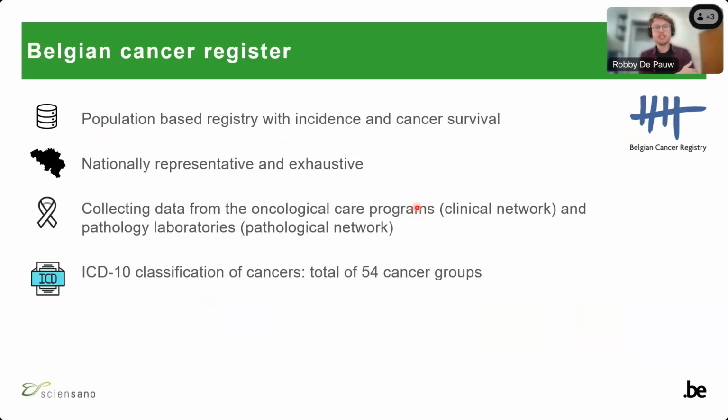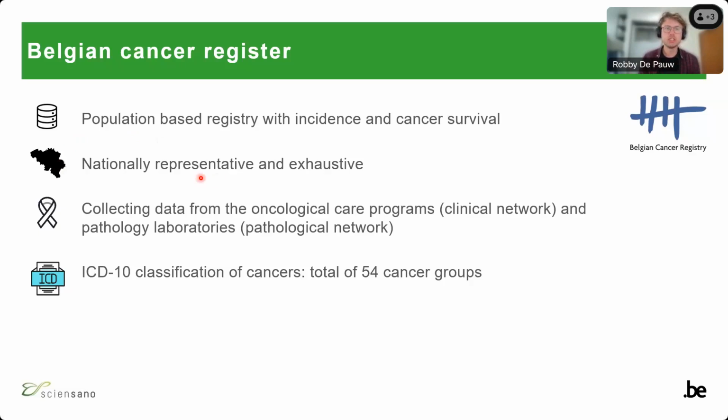Some words on the Belgian Cancer Register. So there are some advantages to this register. First of all, it's a population-based registry that has incidence and cancer survival estimates available. So because it's a population-based registry, we can also be quite sure, or we are even quite sure, that it's almost exhaustive. Of course, it probably will not cover 100% of the Belgian population, but it will be very close to the 100%, which is a very large plus.